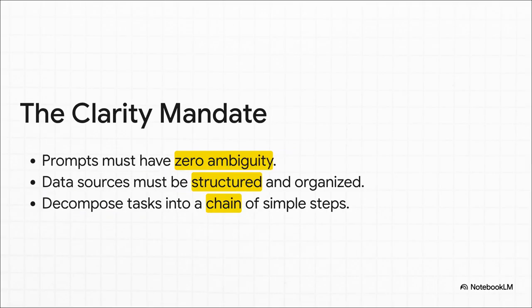Second is what I call the clarity mandate. This is where you want to dumb everything down. And I mean that in the best way possible. Your prompts have to be crystal clear, zero room for misinterpretation. Your data sources? They need to be structured and squeaky clean. And you have to break down any complex task into a chain of simple bite-sized steps. Clarity is your best weapon against errors.